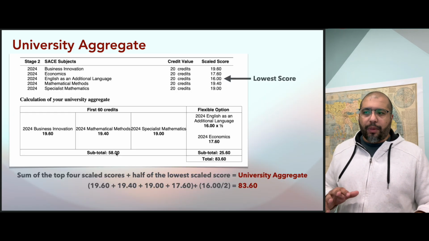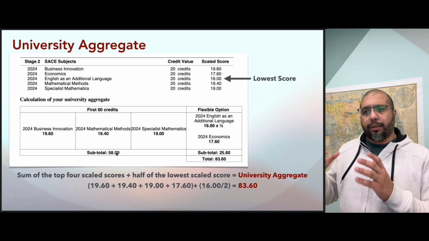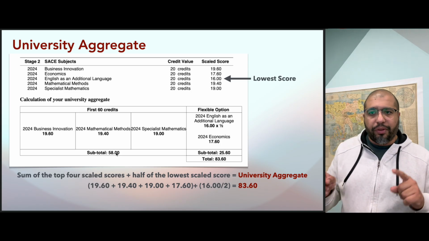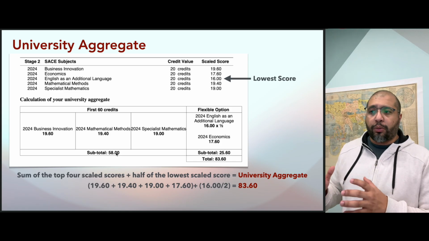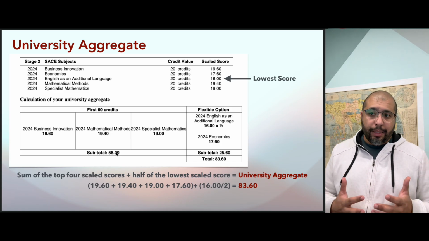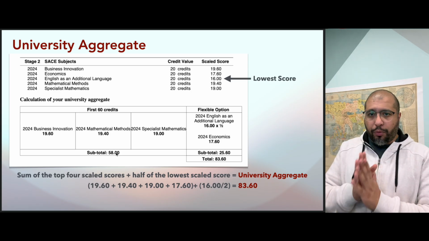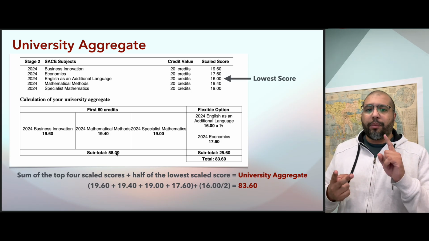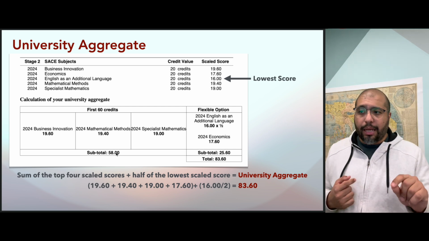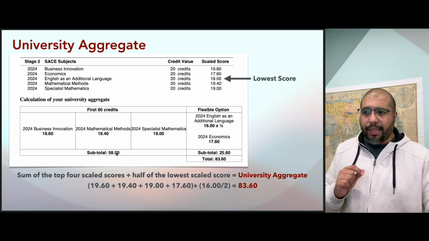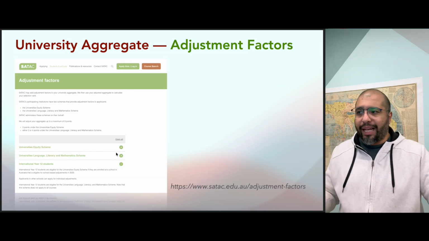In a nutshell, the University Aggregate is the sum of the top 4 scaled scores plus half of the lowest scaled score. For this student, for example, the lowest score was achieved in EAL and it's 16. So to calculate the University Aggregate for this student, we add 19.6 plus 19.4 plus 19 plus 17.6 plus 8, which gives us 83.6, and 83.6 is this student's University Aggregate.